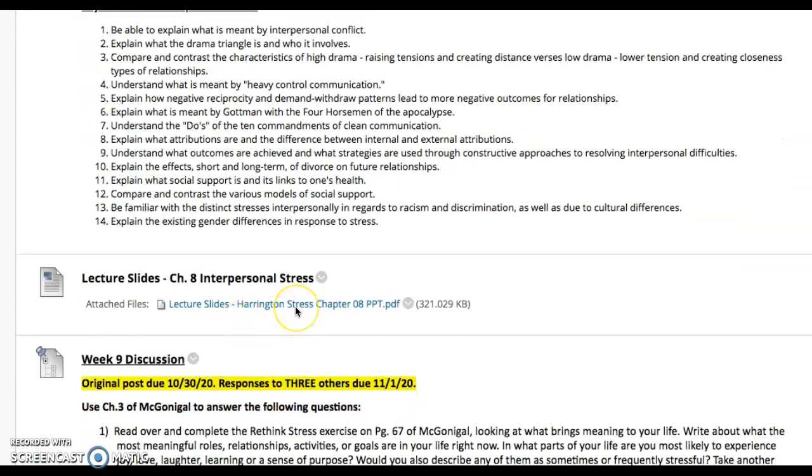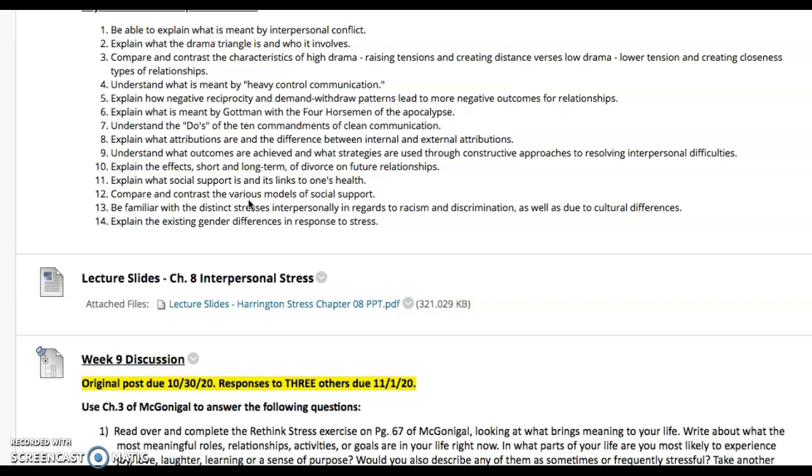Your lecture slides are here, which will help you follow along with the reading. And the lecture slides really fall in line with the reading in the Harrington text. So they're meant to complement your reading there, not supplement your reading. So if you've been in the habit of skimping on the reading and just using the lecture slides, you're going to miss a lot of details.